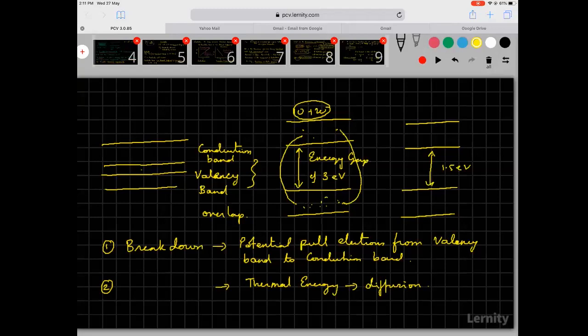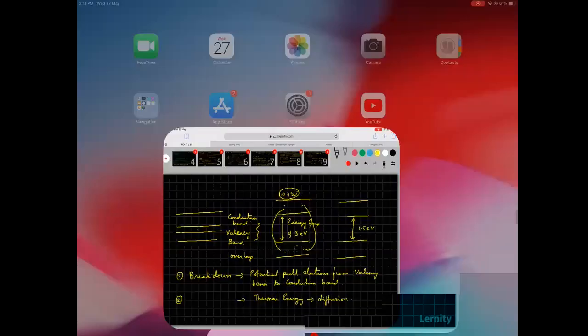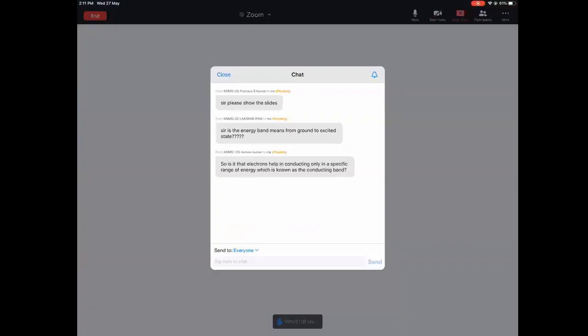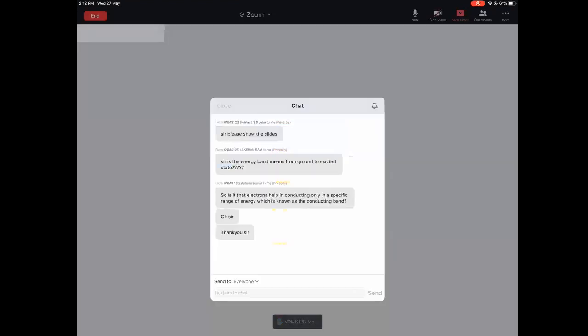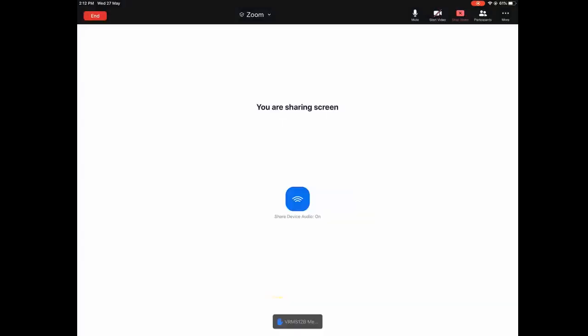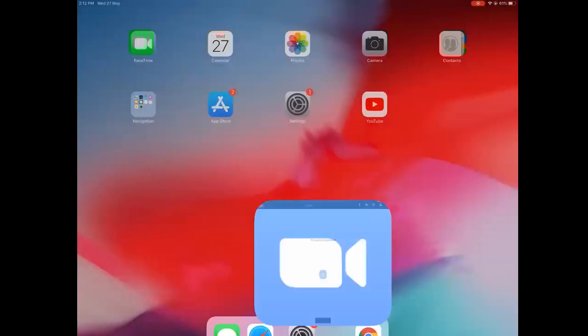Okay, so there are 3 messages for me. Sir, please show the slides. I will. Sir, does energy band mean from ground to excited state? This is not what Bohr said. It is something in between. So is it that electrons help in conducting only in a specific range? Yes, which is known as the conduction band. Absolutely. Energy band means from ground to the excited state, but this is not that excited state which Bohr said. Bohr said you can go only from 1 to 2. Now they have said no, not only from 1 to 2, you can go somewhere else also in between.